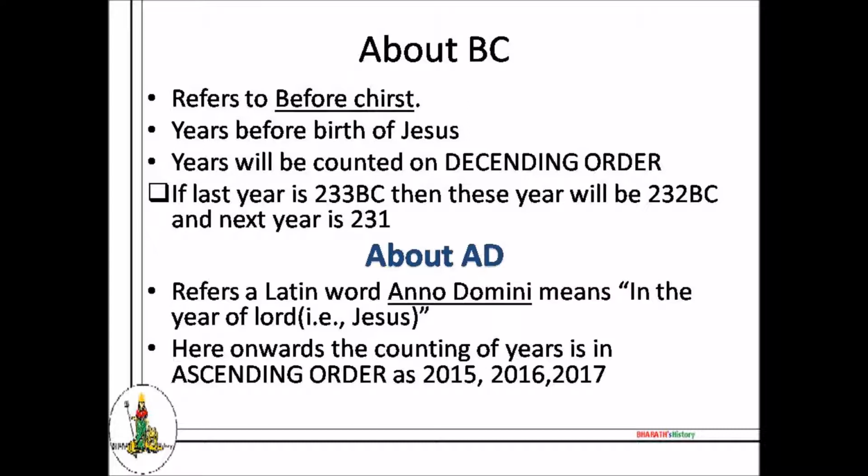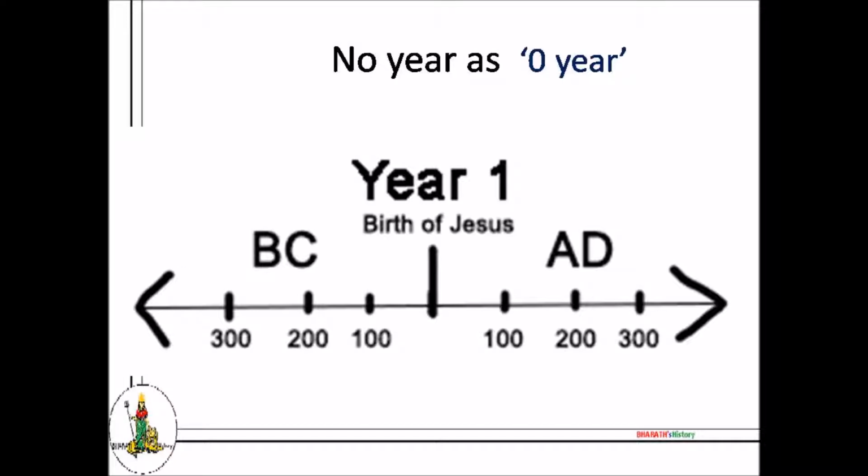About Anno Domini, or AD. It's a Latin phrase meaning in the year of the Lord, therefore Jesus. From here onwards, the counting of years is in ascending order, as 2015, 2017, 2018, like this. There is no year 0. We have to keep in mind that BC 1 and AD 1 are nothing but a single year, the year of the birth of Jesus.